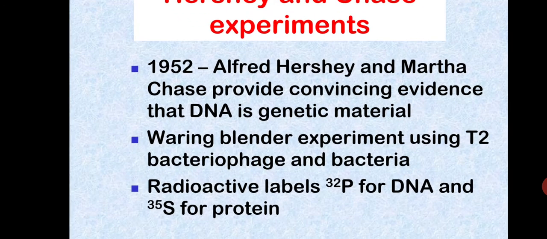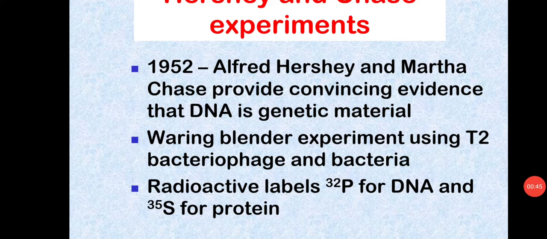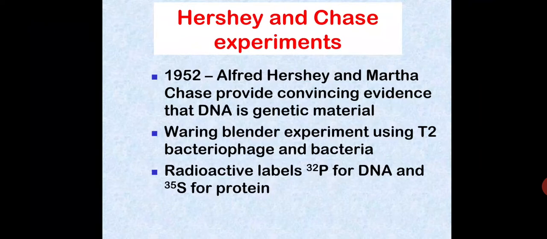What happened is that in 1952, Alfred Hershey and Martha Chase worked on Avery, MacLeod and McCarthy's evidence, and they proved that DNA was actually the genetic material that transfers from one generation to the next generation. They did a blending experiment where they used the bacteriophage named T2. It is sometimes also called phage. They used radioactive isotopes such as phosphorus 32 and sulfur 35.